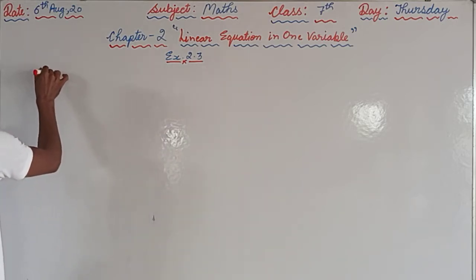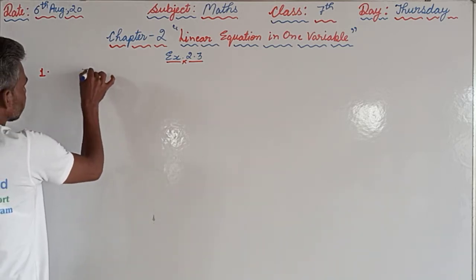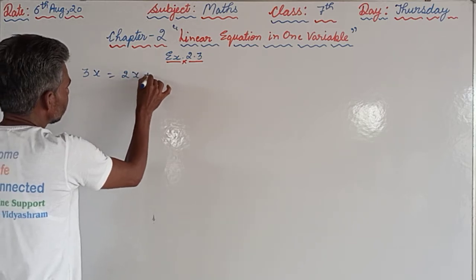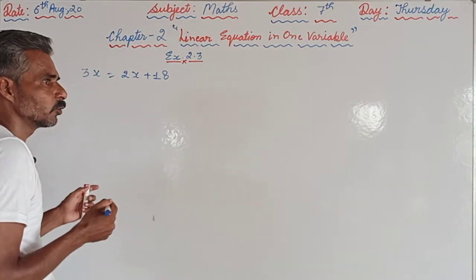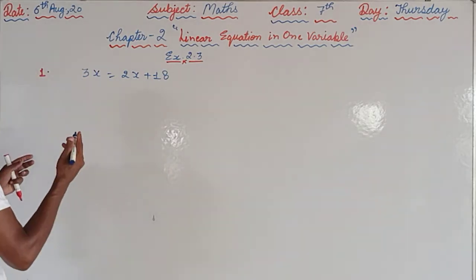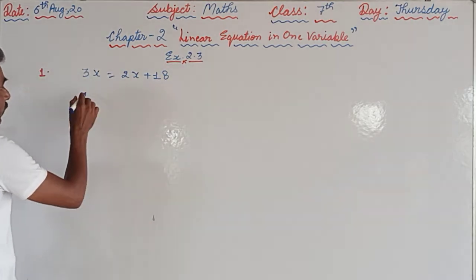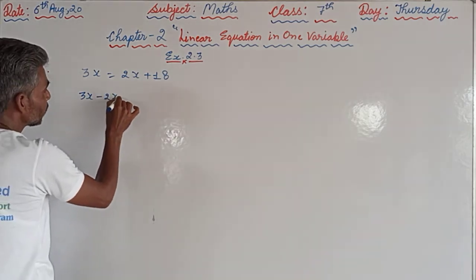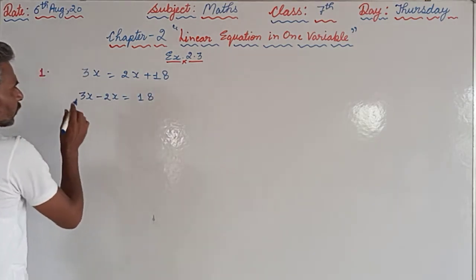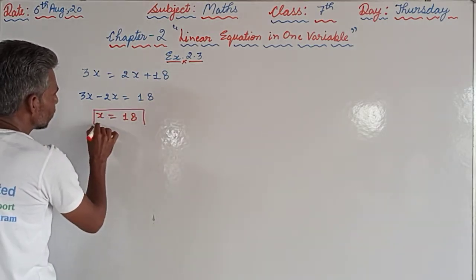So question number 1 is 3x equals 2x plus 18. Here no method has been mentioned, so we can use either method. We will use the transposition method. We will collect the variables on one side and the constants on the other side. 2x will be transferred from the right hand side to the left hand side and the sign will be changed, and 18 will stay here. 3x minus 2x is x. So x equals 18 is the solution.